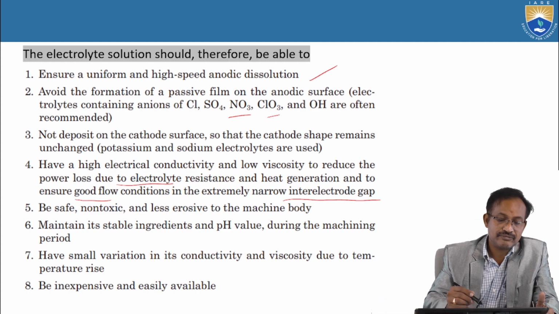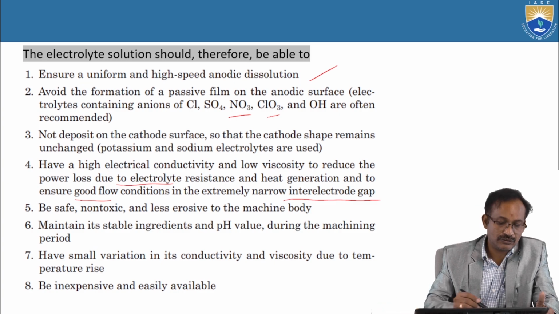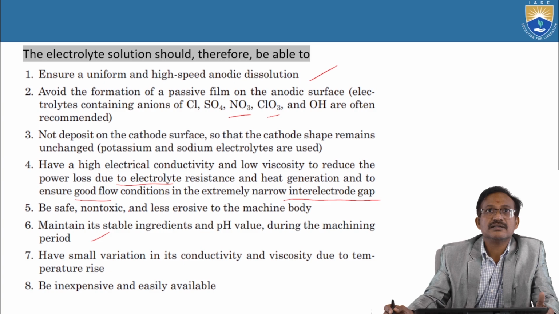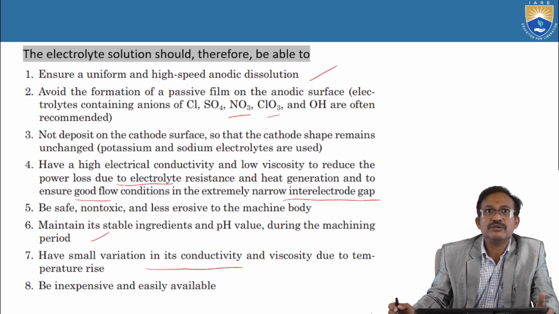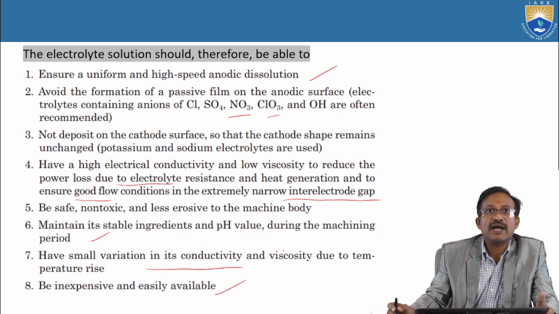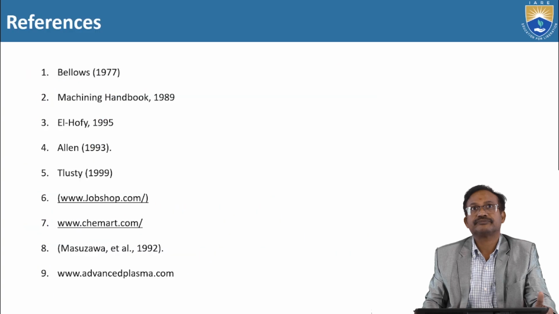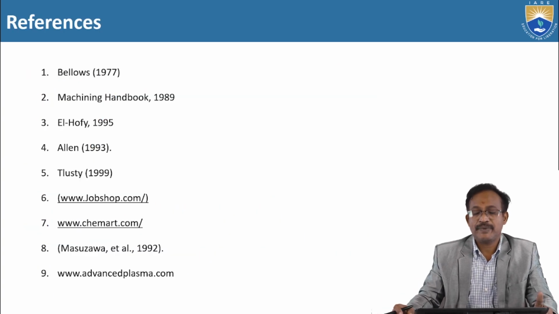It should be safe, non-toxic and less erosive to the machine body. Sixth, maintain stable ingredients and pH value during the machining period. It should have small variation in its conductivity and viscosity due to temperature rise. Last one, be inexpensive and easily available. So these are the references associated with this topic.